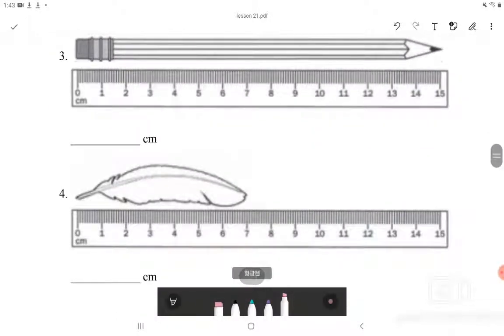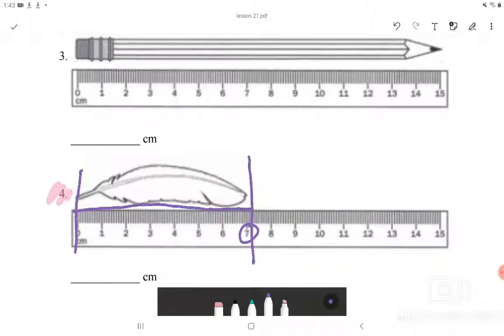To do one more question, I'll do number 4. This one goes from 0 all the way to 7. Let's count 1, 2, 3, 4, 5, 6, 7, and we know that this feather is 7 centimeters long.